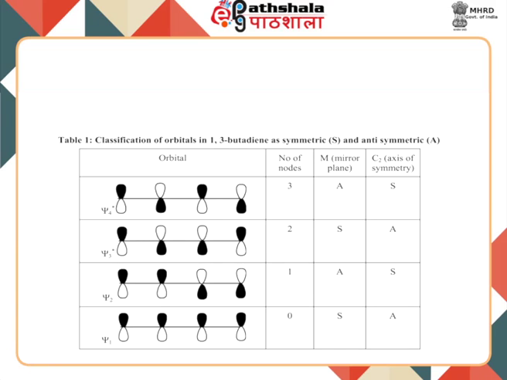Psi3 star has 2 nodal planes. It is symmetric with respect to the mirror plane and antisymmetric with respect to the axis of symmetry. Psi2 with 1 nodal plane is antisymmetric and symmetric with respect to the mirror plane and axis of symmetry respectively. And Psi1 with no nodal plane is symmetric and antisymmetric with respect to mirror plane M and axis of symmetry C2 respectively.